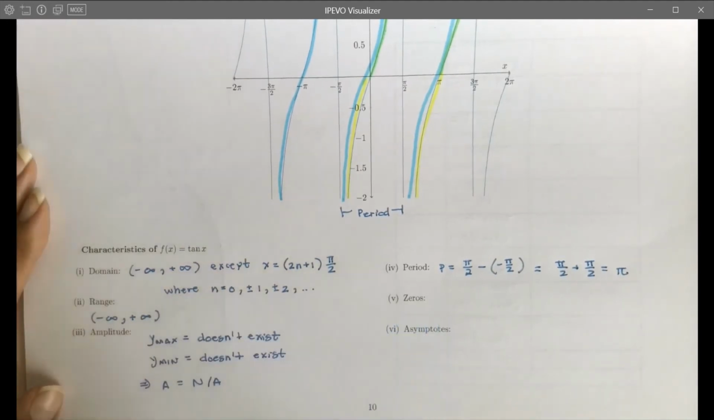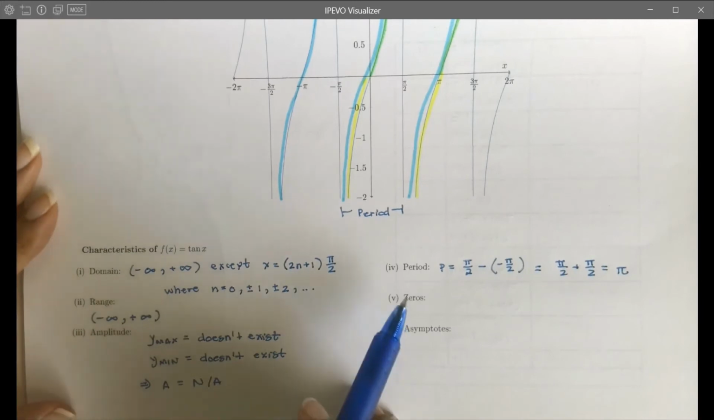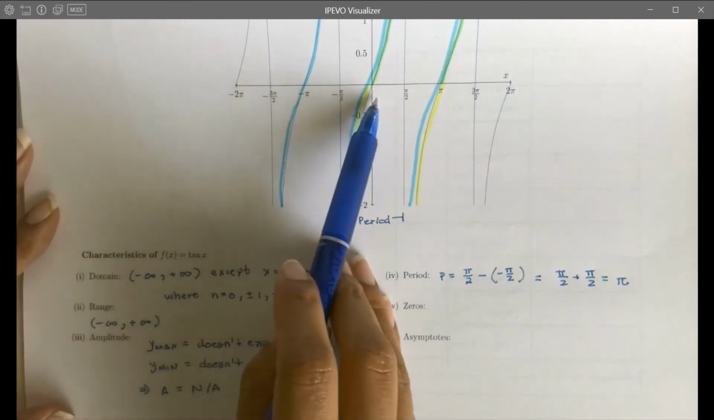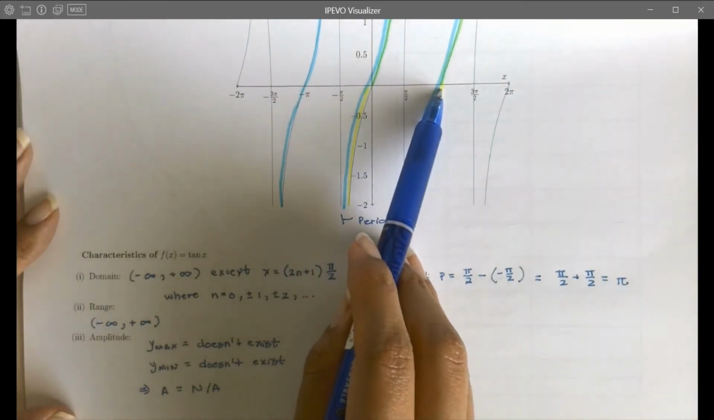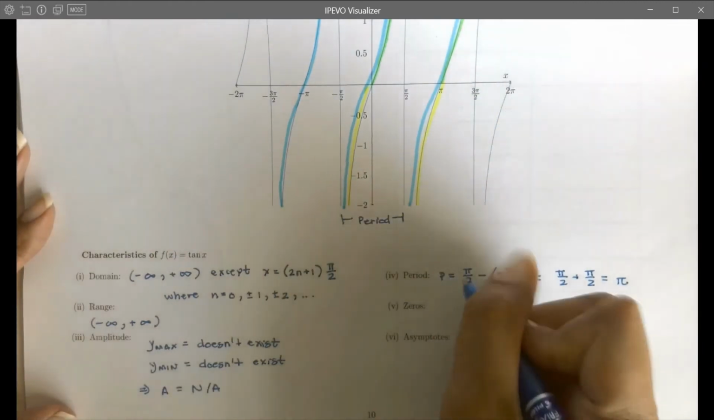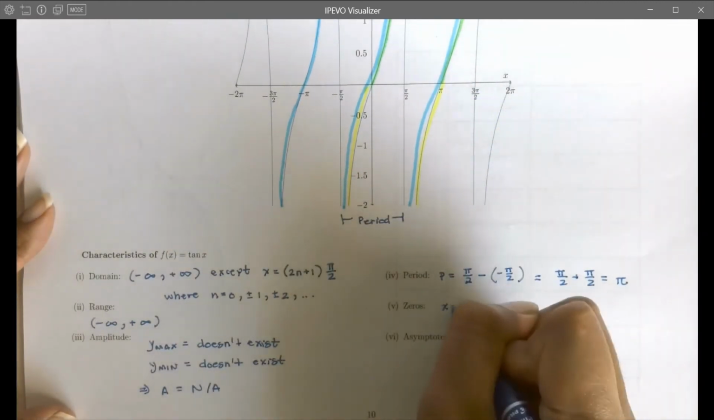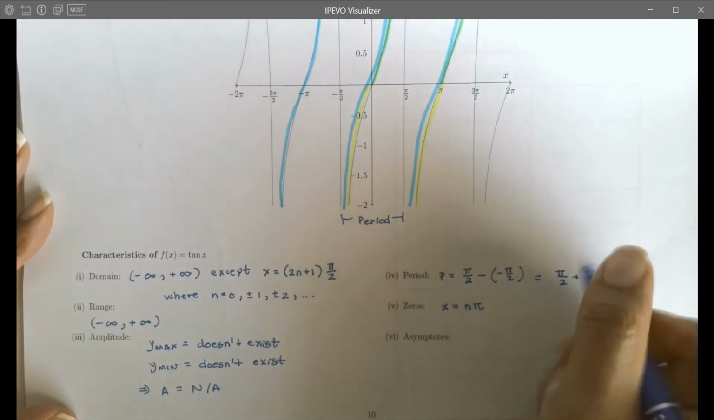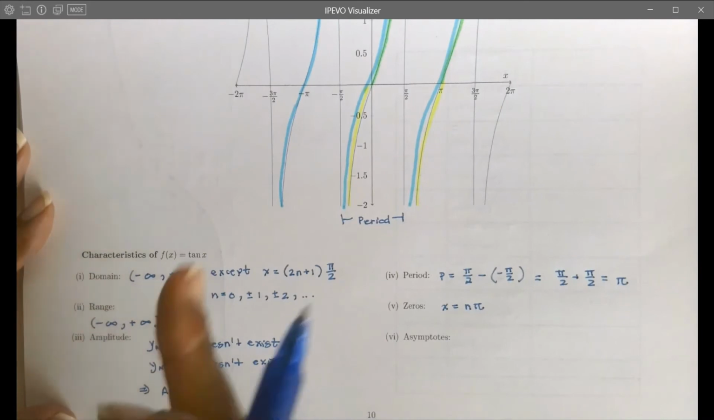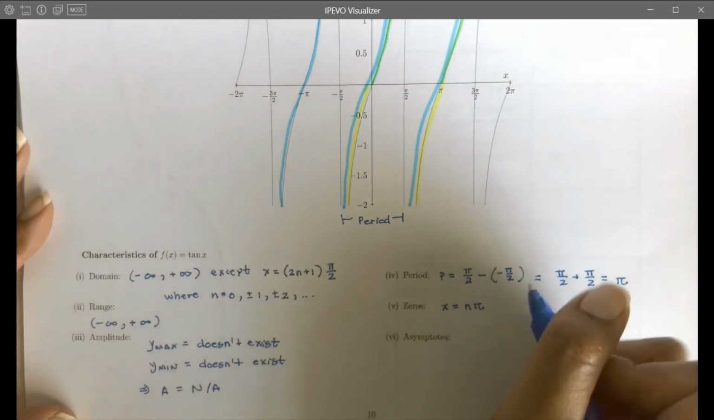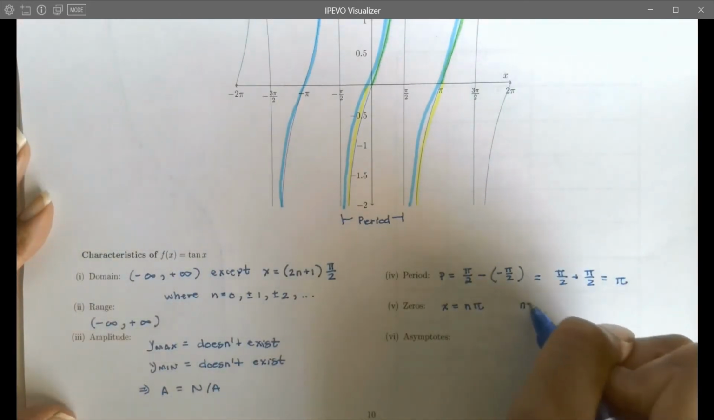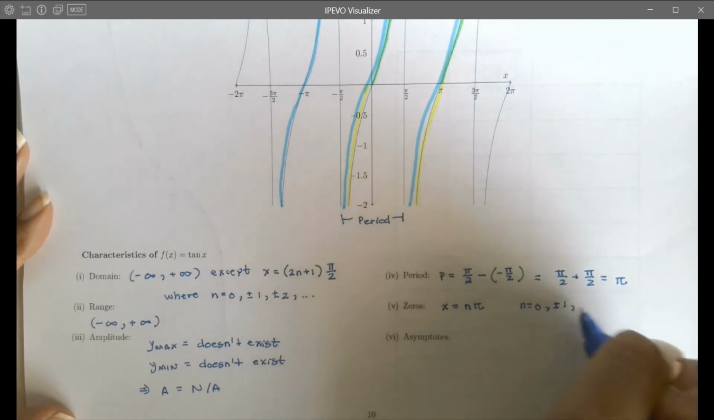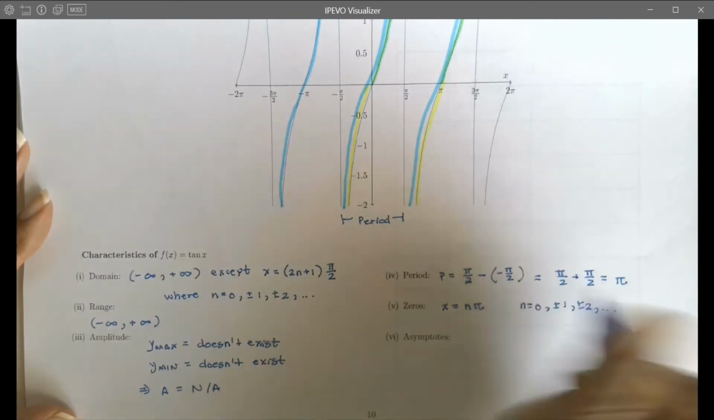All right, what about zeros? Where does the graph touch the x-axis? Well, it happens at negative pi, at 0, at pi, at 2 pi. So basically, at any point where we have x is equal to an integer multiple of pi, that's where we will see tangent touch the x-axis. Okay, so this is for n being 0, plus or minus 1, plus or minus 2, or anything greater.